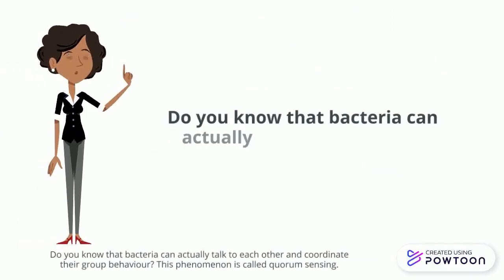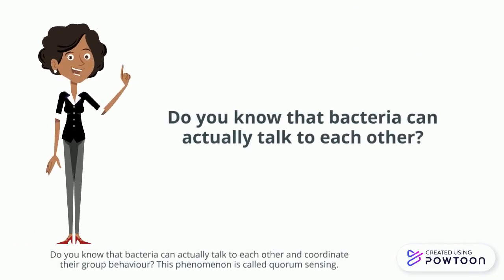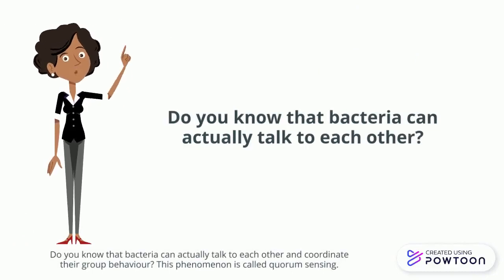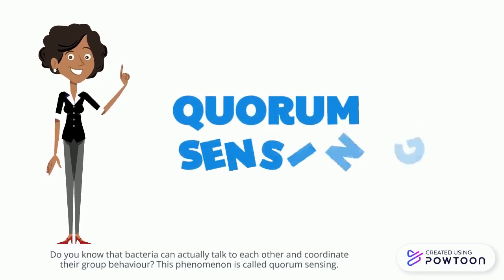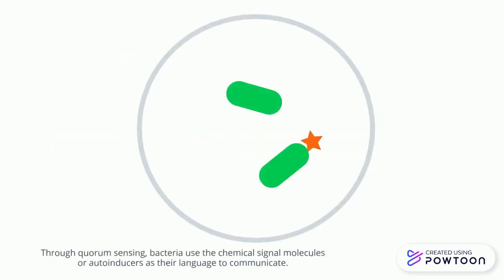Do you know that bacteria can actually talk to each other and coordinate their group behavior? This phenomenon is called quorum sensing. Through quorum sensing, bacteria use chemical signal molecules, or autoinducers, as their language to communicate.